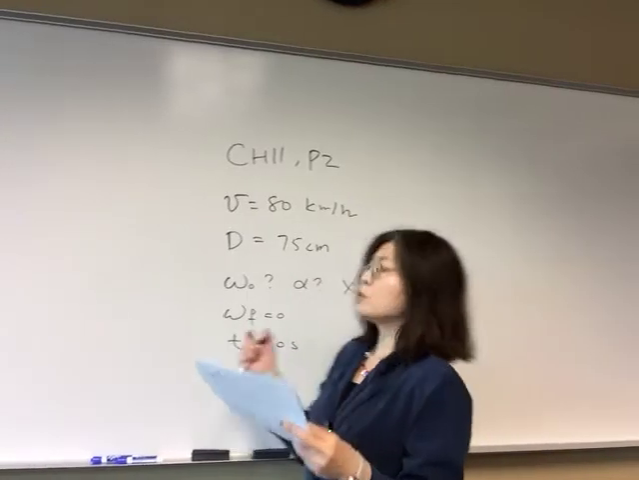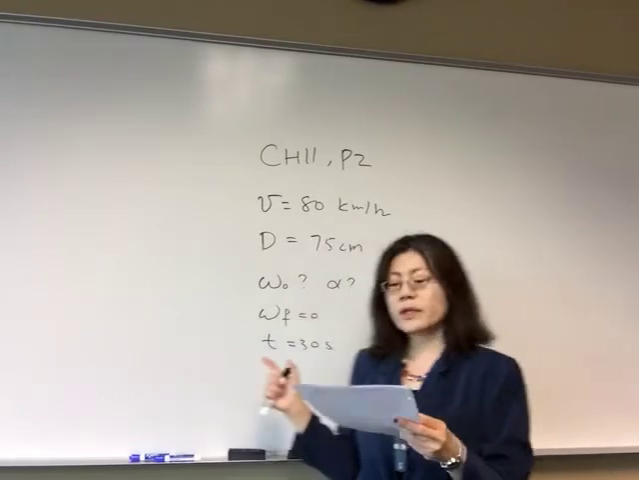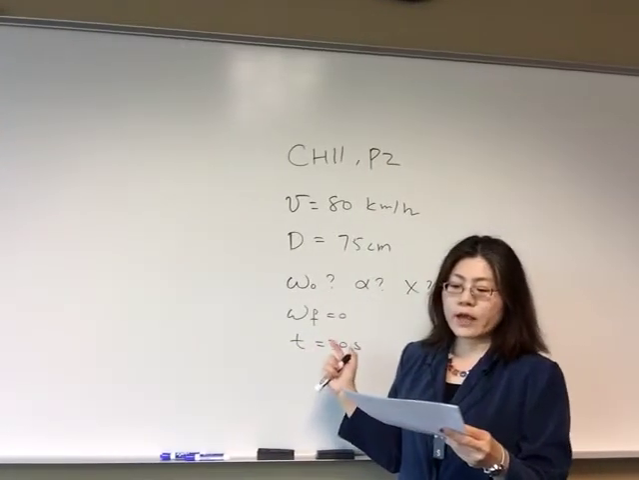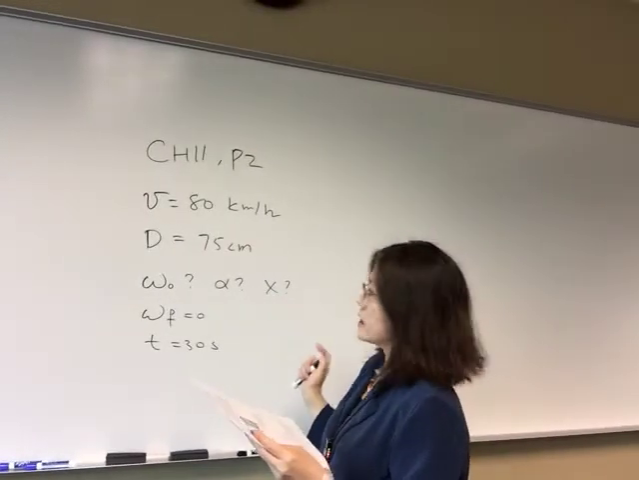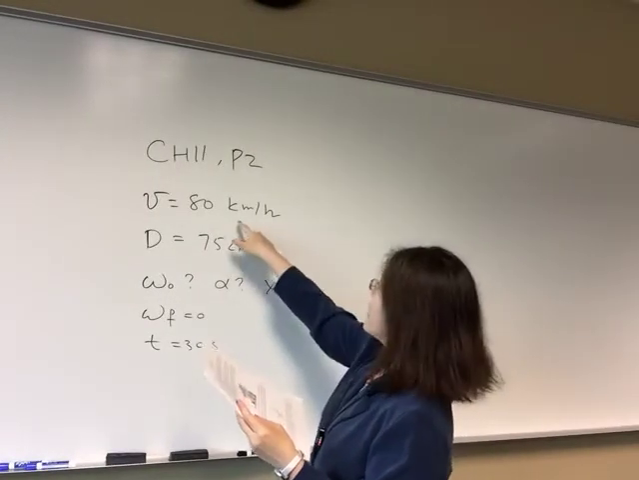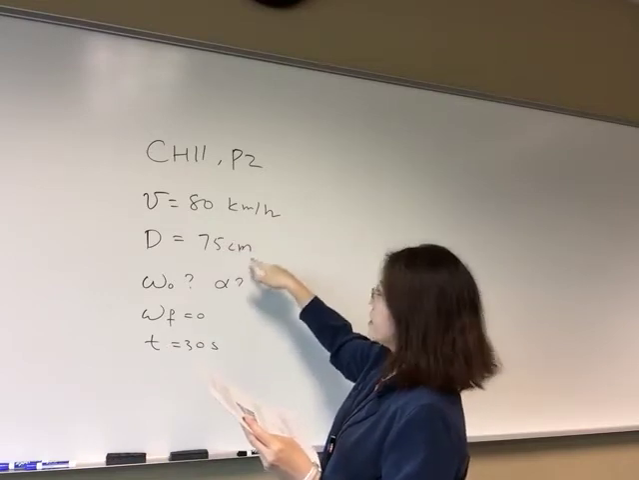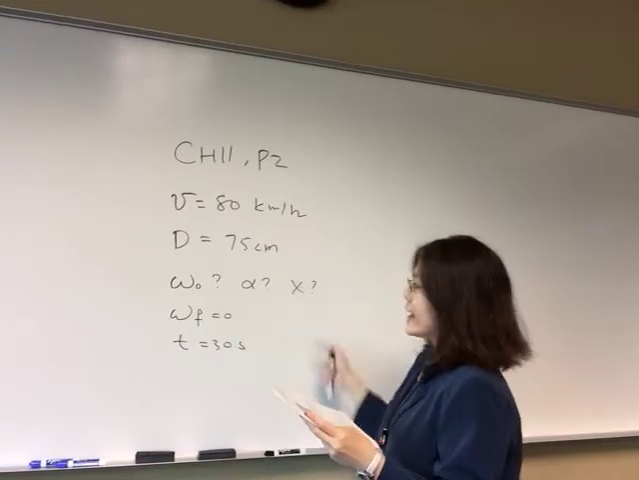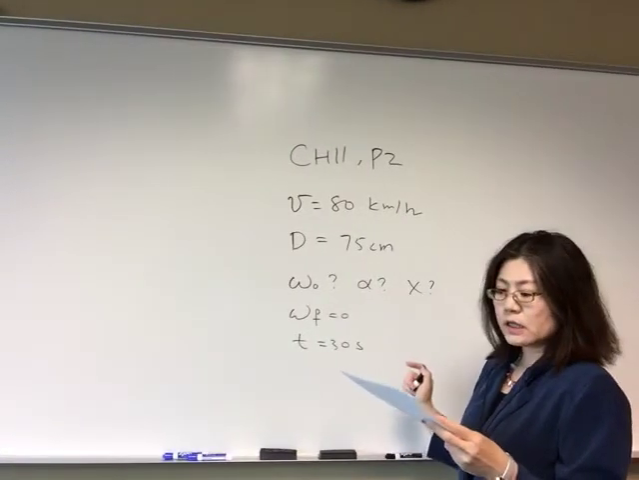Okay, so now we're going to do problem 2 from chapter 11. This problem says that an automobile traveling at 80 kilometers per hour has tires of 75 centimeters in diameter. And what is the angular speed of the tires about their axles?